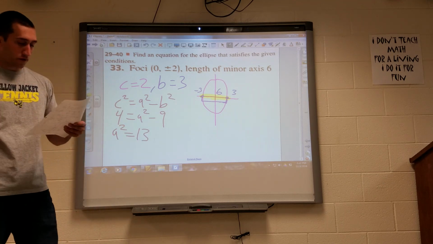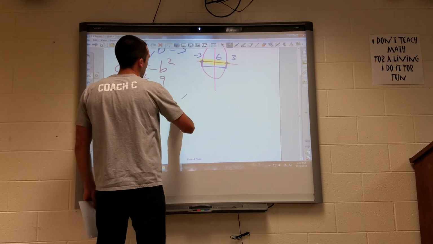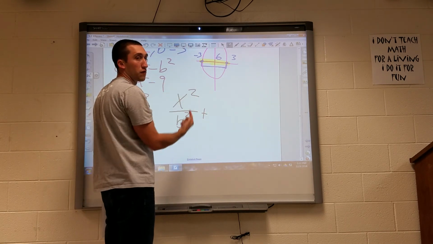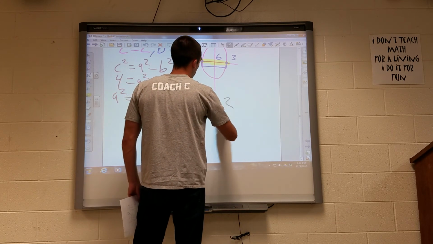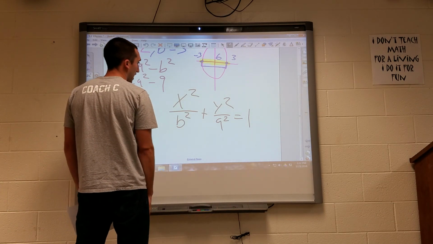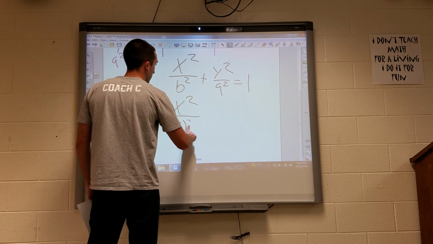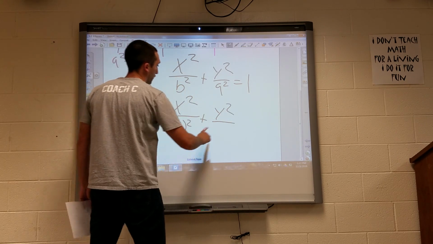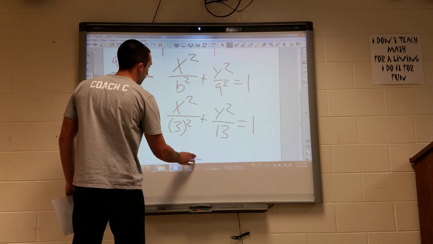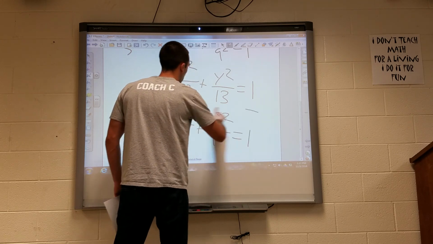I don't need to solve for just a, because I'm looking for a squared in the general form. If I have my general form, I have x squared over b squared, right? b squared under the x in this one because I know it's a vertical ellipse, and then y squared over a squared equals 1. So I plug in for my b squared and my a squared. I get x squared over, and my b was 3, so 9. And my a squared was 13, so I don't need to square that. I already have my a squared is equal to 13. So my final answer should be x squared over 9 plus y squared over 13 equals 1.